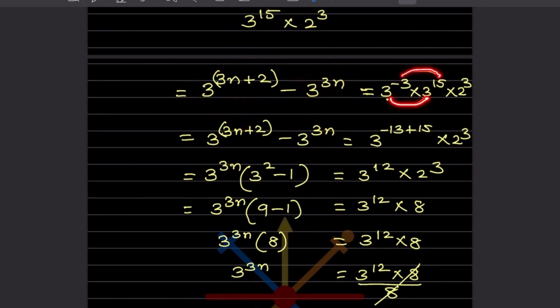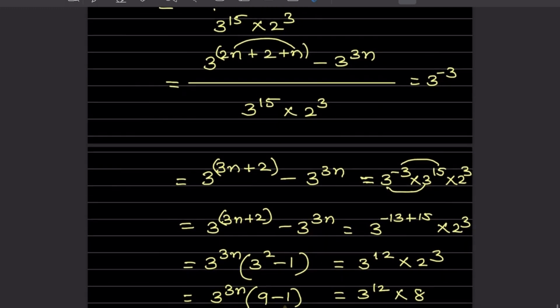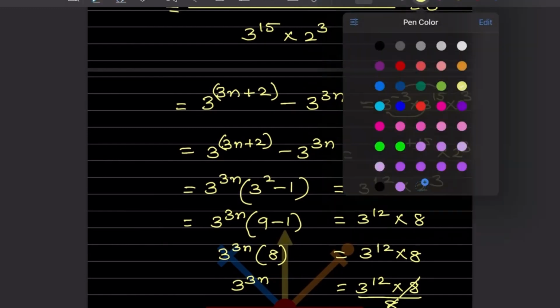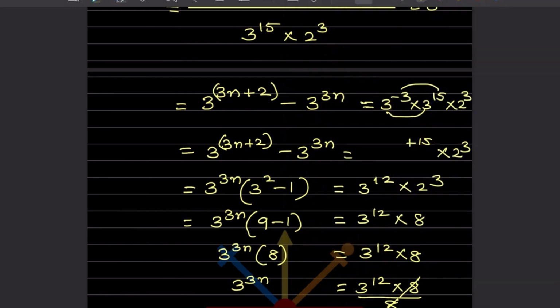So this, that is a raised to m into a raised to n, that is a raised to m plus n, because the bases are the same. So I'll just write it again. That will be 3 raised to minus 3 plus 15. Sorry for that. So now what is that? This is going to be added, that is minus 3 plus 15, and this will be as it is.